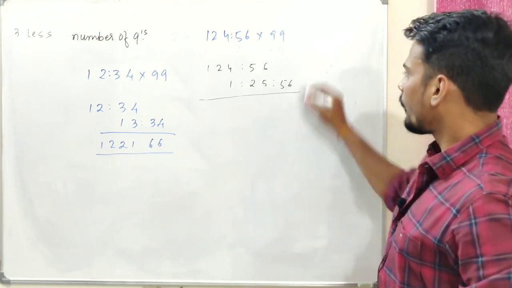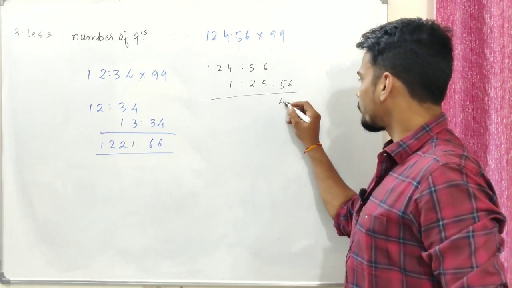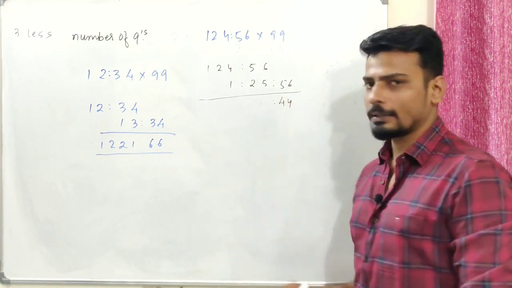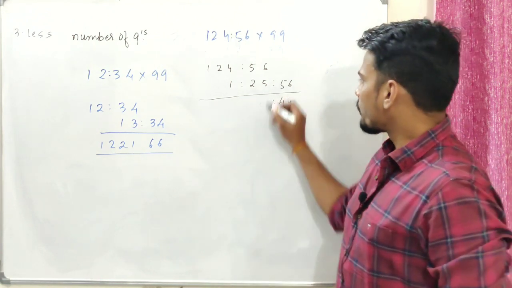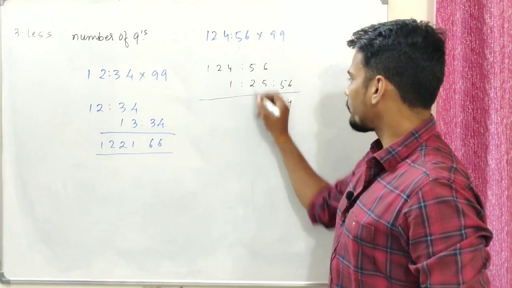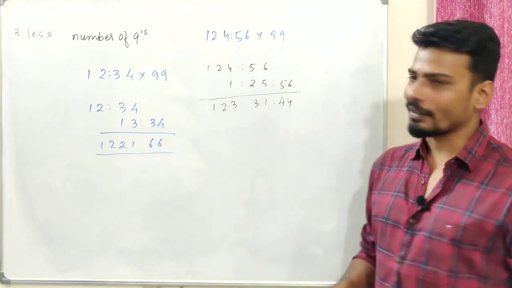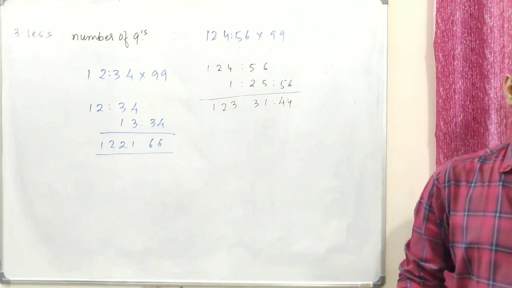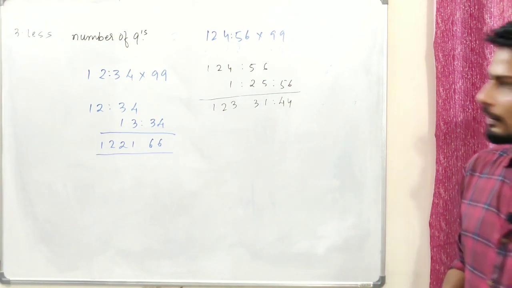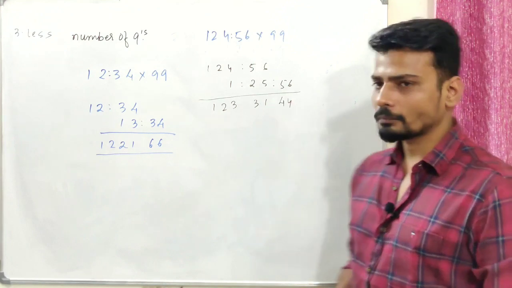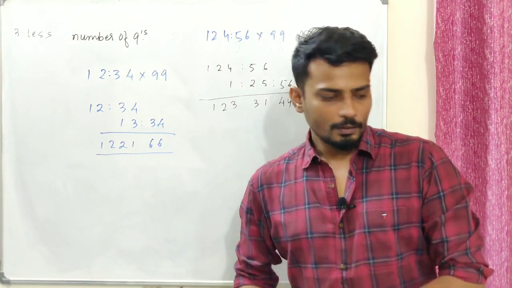Okay, fine. 100 minus 56 will be how much? 44. Right, 6, negative 6 minus 5 is going to be 1, 5 minus 2 is going to be 3. 1233144 will be your correct answer. Right, now we'll remove this. Isn't it simple?